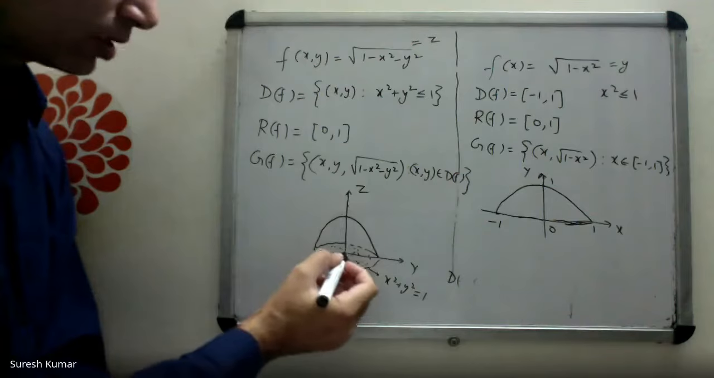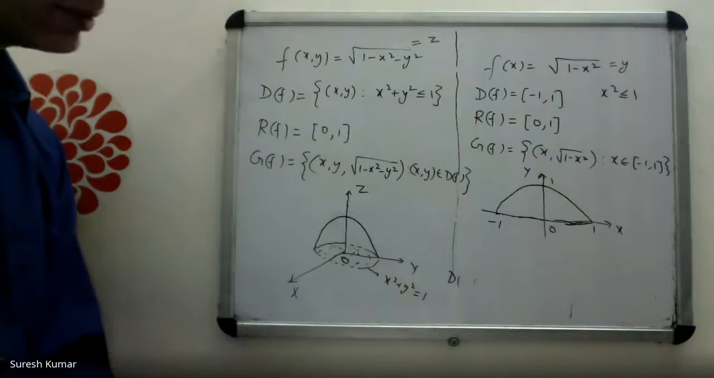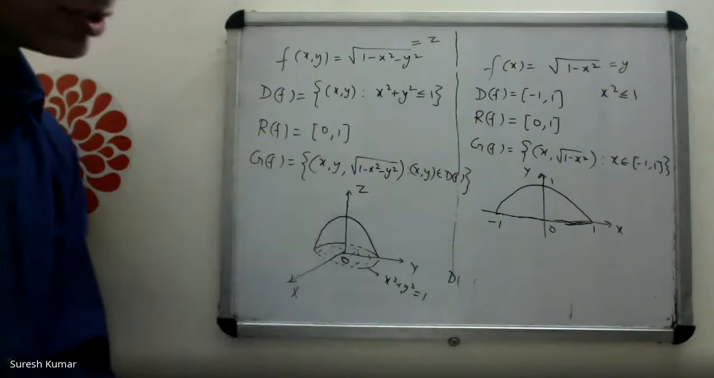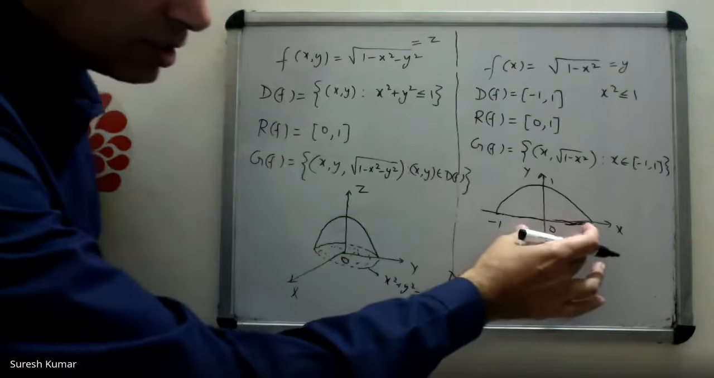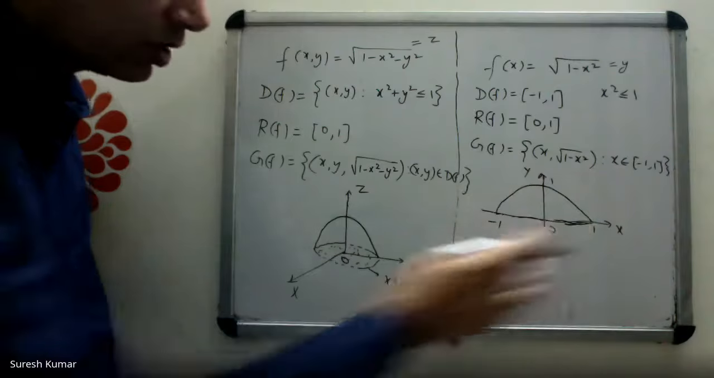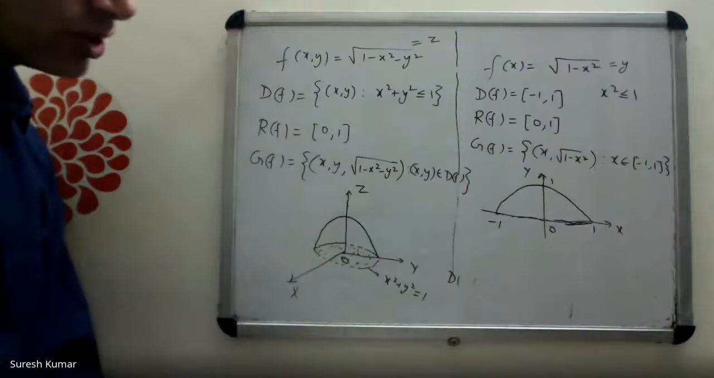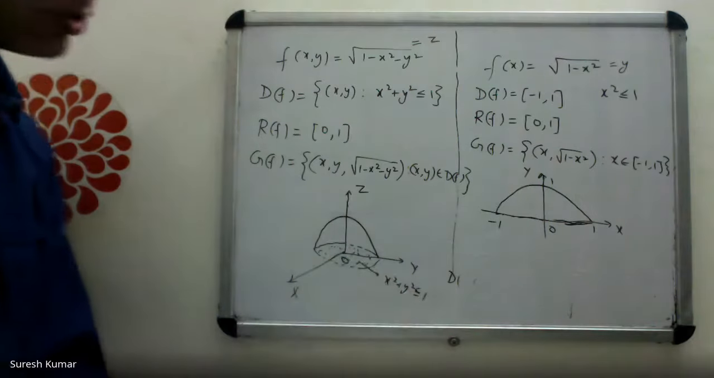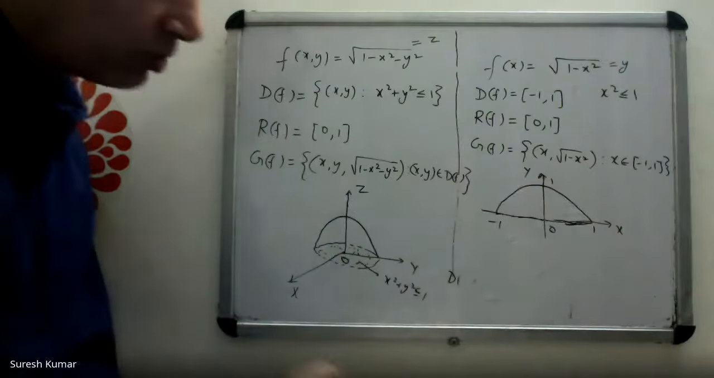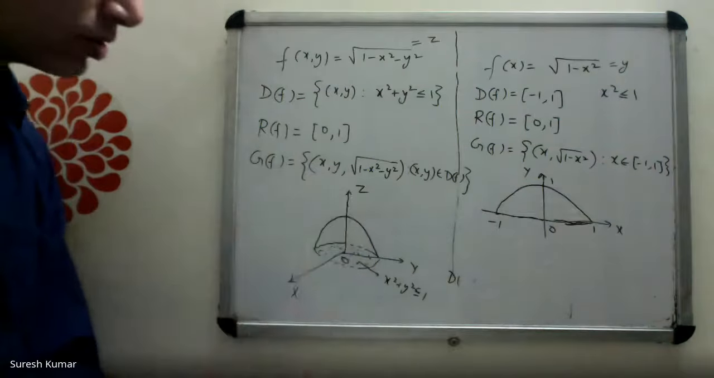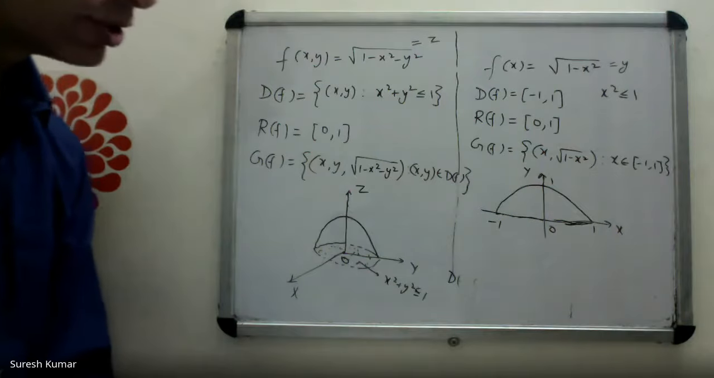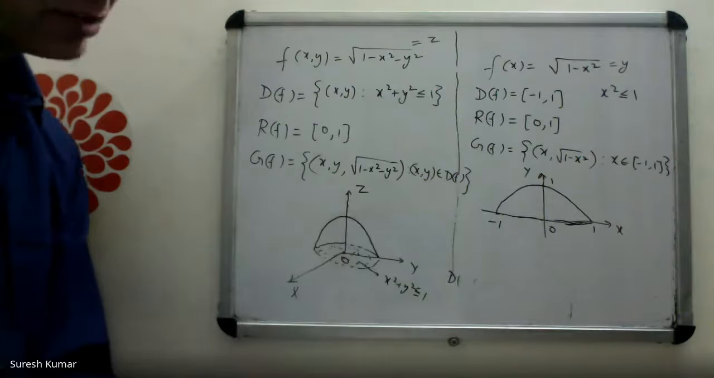Hemisphere above xy plane. Okay. So now observe the differences. Here the domain lies on x-axis, the closed interval -1 to 1. Here the domain is the unit circular disk, this whole region x square plus y square less than or equal to 1. Here the graph is a curve in xy plane. Here the graph is a surface. Note this point: the graph of a function of two variables is a surface in space.